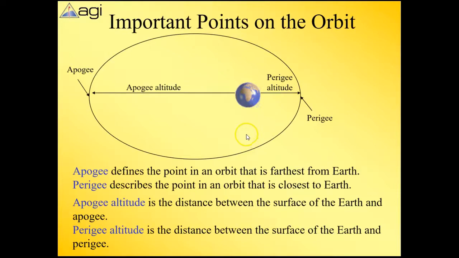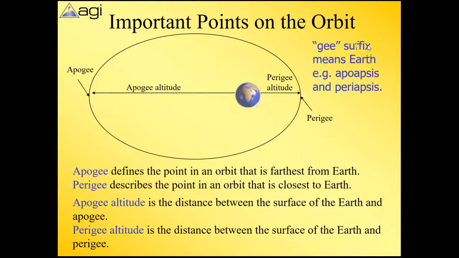So here are some important points to know about orbits. An apogee defines the point of the orbit that's farthest away from Earth, and then the perigee is just the opposite of that. That's the point where it's closest to Earth. And then the apogee altitude is the distance between the surface of the Earth and the apogee, and the same is true for the perigee, the distance from the surface of the Earth to the perigee as well.